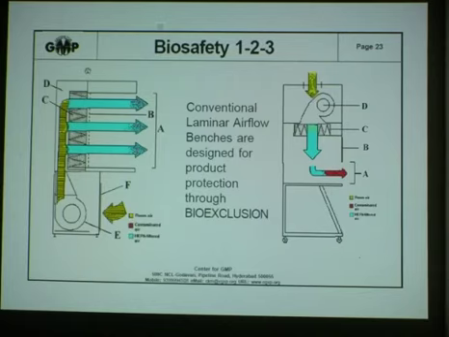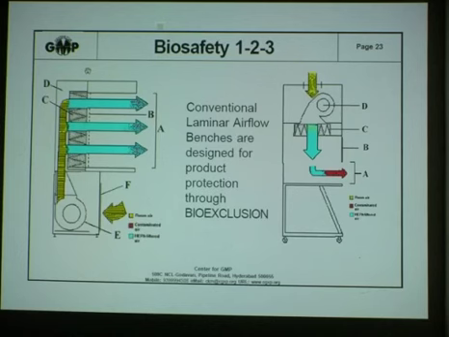In this section, we are discussing selection and proper use of biosafety cabinets. Now, all of us are familiar with laminar airflow units. These systems are designed to protect the culture. It is for product protection. And to protect the product, what you need predominantly is avoiding biological contamination. So, what you have here, the focus is bio-exclusion.